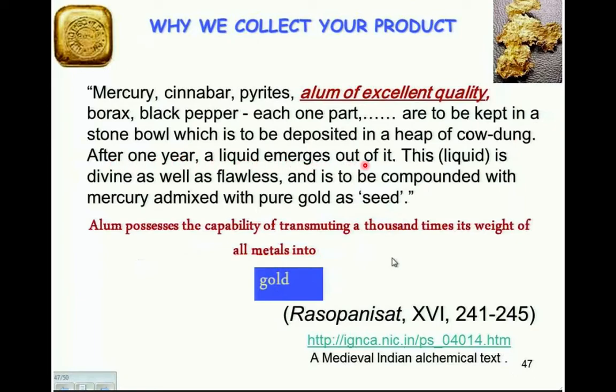After 1 year, a liquid emerges. This liquid is divine as well as flawless, can be compounded with mercury, admixed with pure gold as the seed. So they believe that mercury could be turned into gold, with alum being one important ingredient in that. So as a joke, we say this is why we collect your alum product.